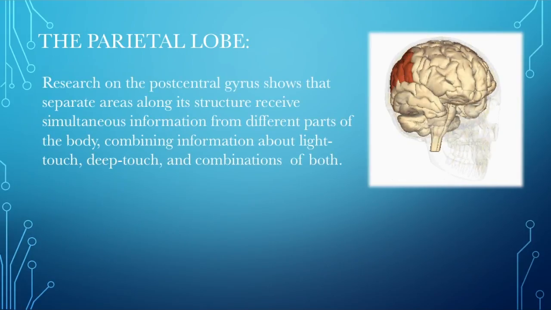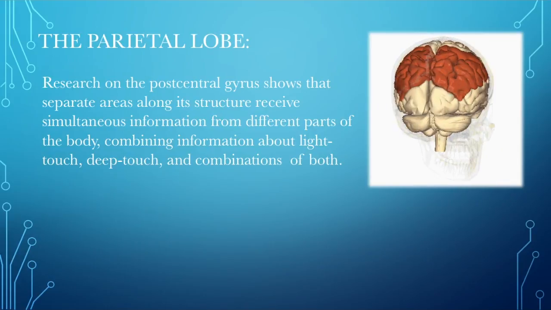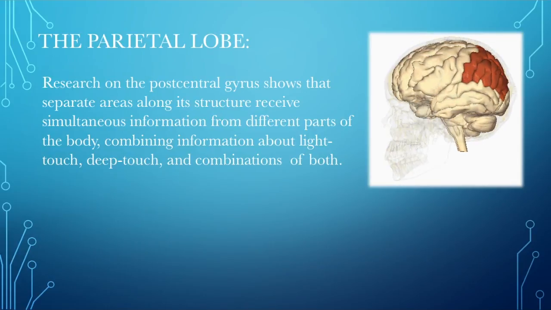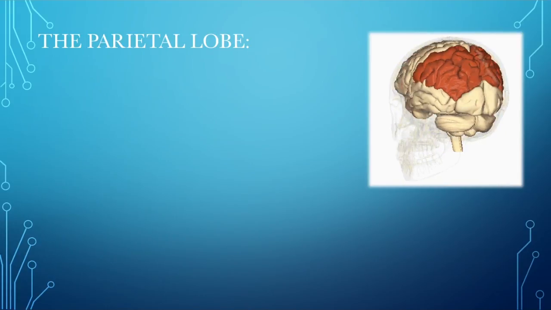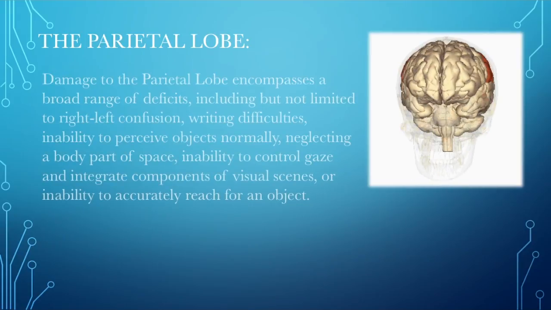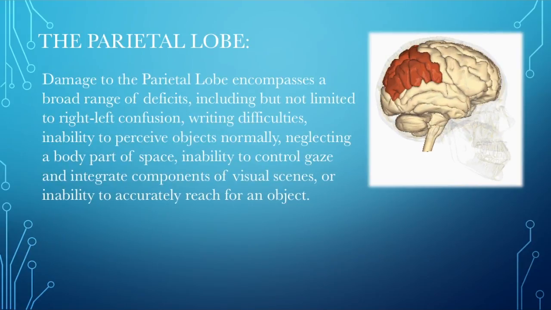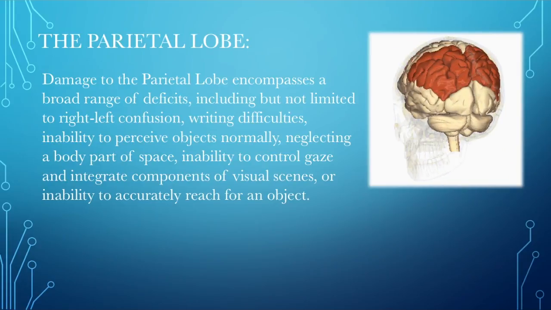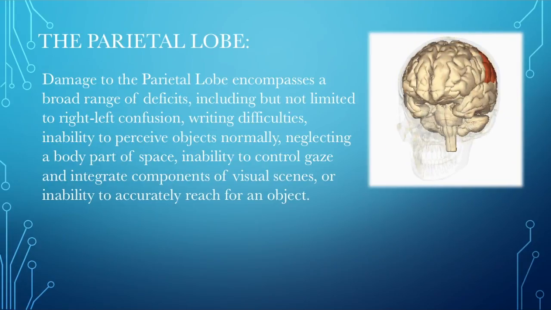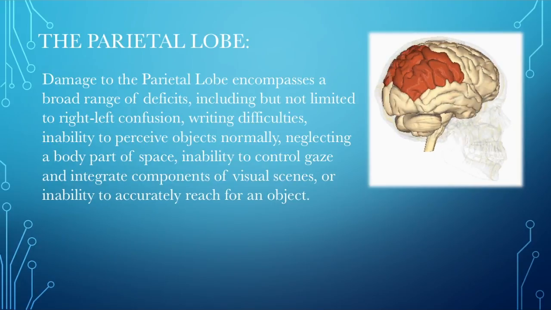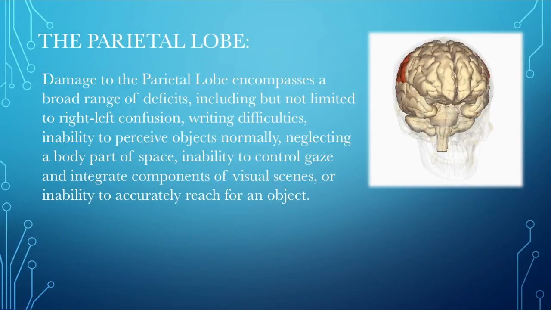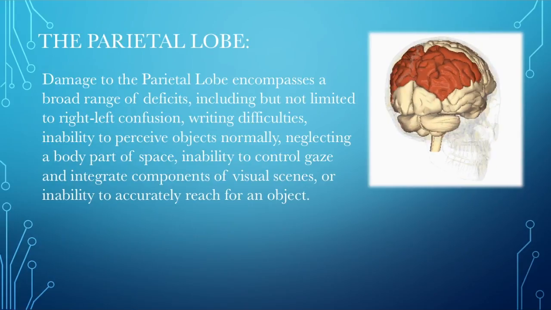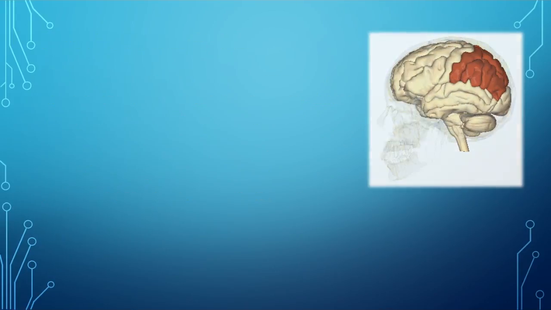Research on the postcentral gyrus shows that separate areas along its structure receive simultaneous information from different parts of the body, combining information about light touch, deep touch, and combinations of both. Damage to the parietal lobe encompasses a broad range of deficits, including but not limited to right-left confusion, difficulty writing, language disorders, inability to perceive objects normally, neglecting part of the body or space, inability to control gaze and integrate components of visual scenes, or inability to accurately reach for an object, and so much more.